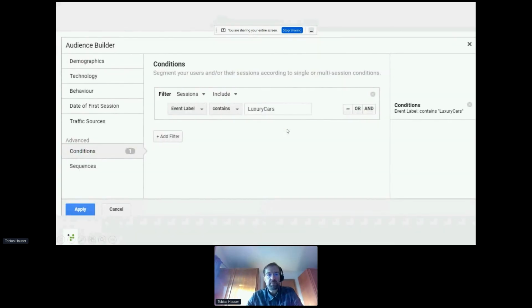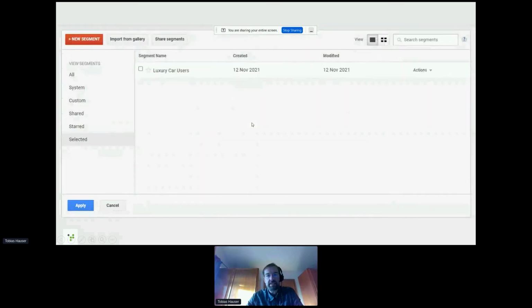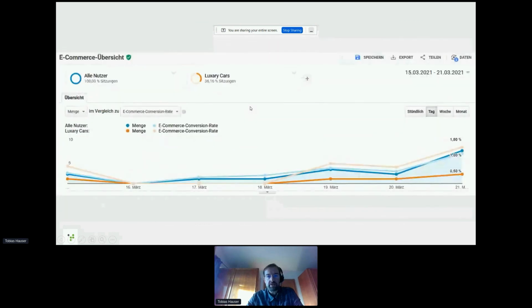In the second step, we went into the Google e-commerce account or the Google Analytics account. We went to the conditions, and there we used the event label that was sent via the e-commerce tracking, and filtered it for the name luxury cars here. And in the next step, we had access in the segmentation of the analytics overview. We had access to this segment, luxury car users, and we were able to select them. And afterwards, we have this result. So we were able to compare all users with luxury car users.